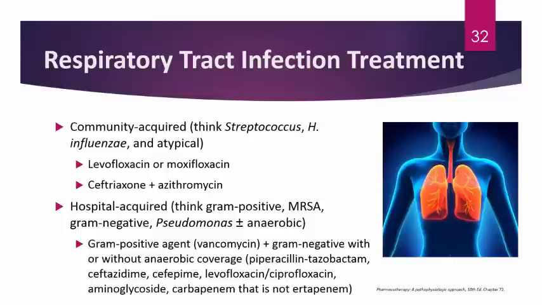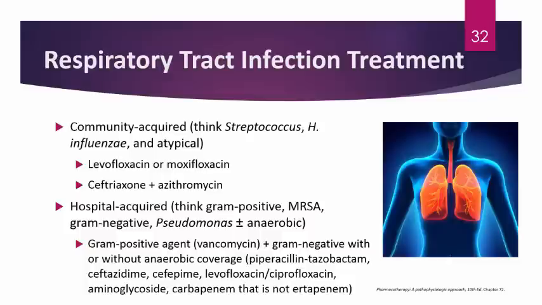Now, with hospital-acquired pneumonia, that atypical coverage isn't necessary because you won't see atypical bugs as much with hospital-acquired pneumonia. With hospital-acquired pneumonia, it's pretty much anything goes. So you have to think gram-positive MRSA, gram-negative Pseudomonas, and then you may or may not have anaerobes associated with this. Some situations where you may actually have an anaerobic bug associated is if you aspirate.